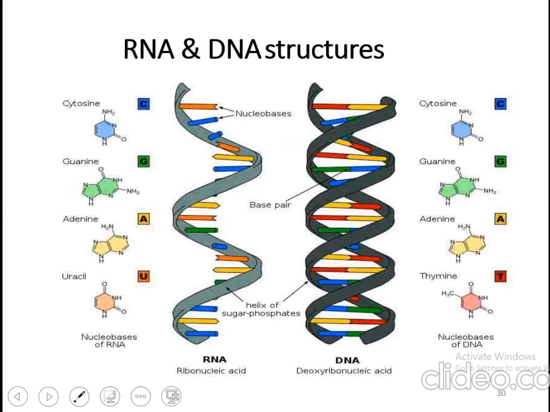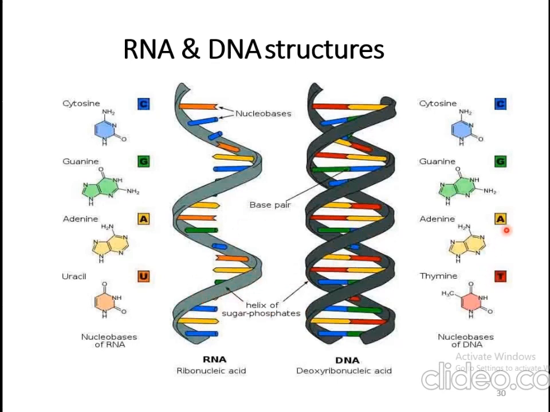You can see, dear students, the comparison between DNA and RNA structures in this picture. RNA is a single helical structure. DNA is a double helical structure. These are the base pairs of the DNA and these are the base pairs of the RNA. These are the sugar phosphate helices. DNA is a double helix, whereas RNA is a single helix.